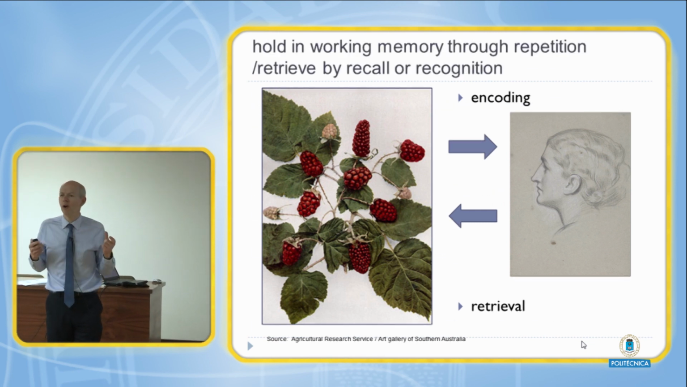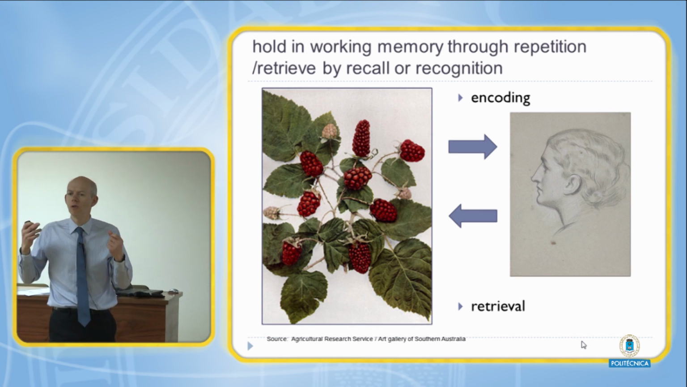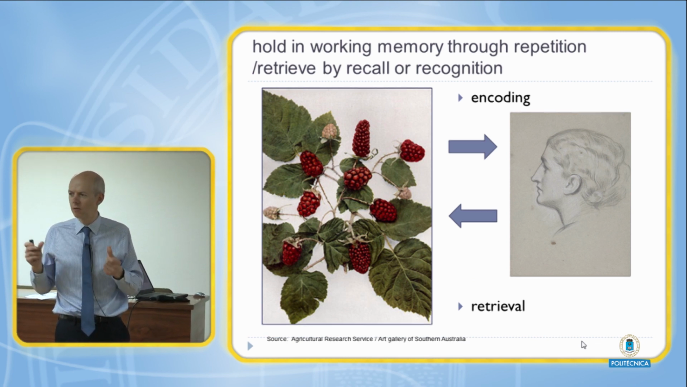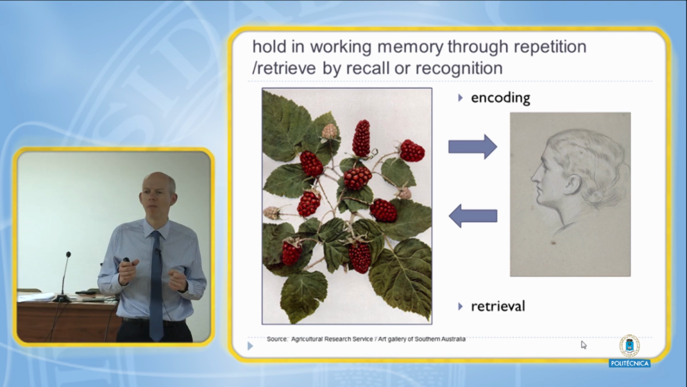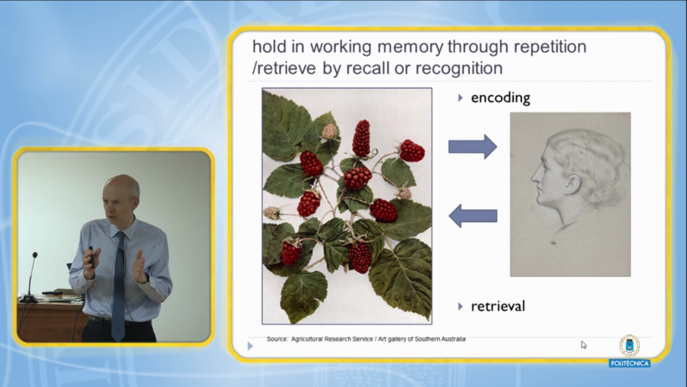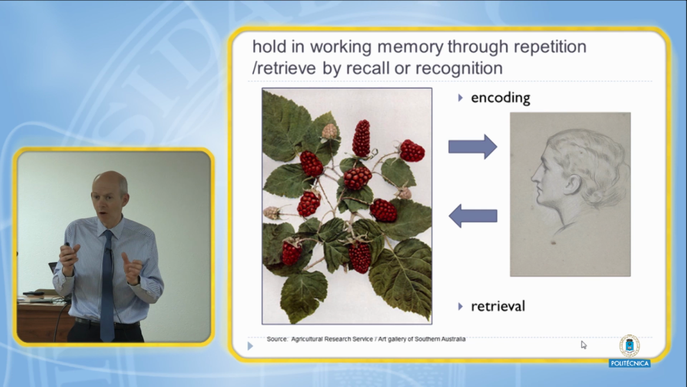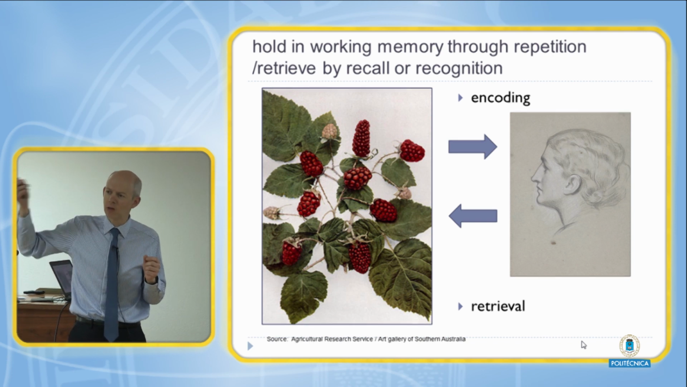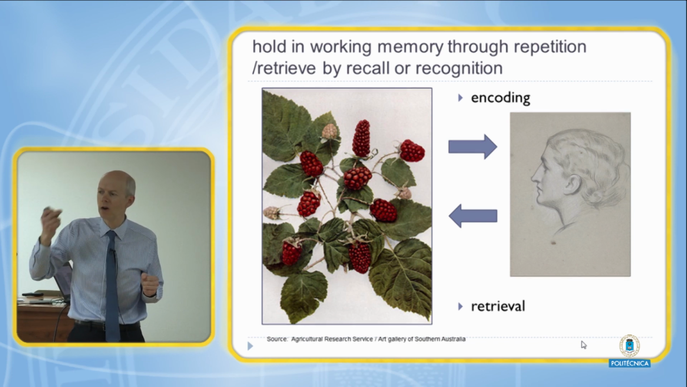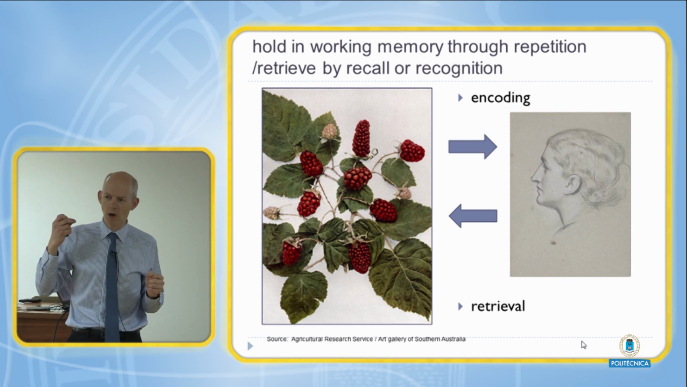So we can hold information in what's called our working memory, or sometimes short-term memory, for a period of time. But there's a limit to how much information we can hold, and then the brain discards it. So we need to work harder to store it away.